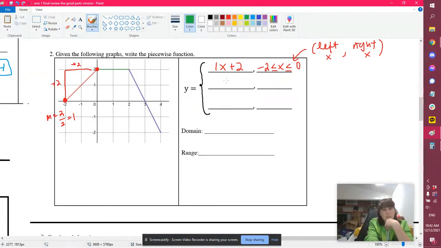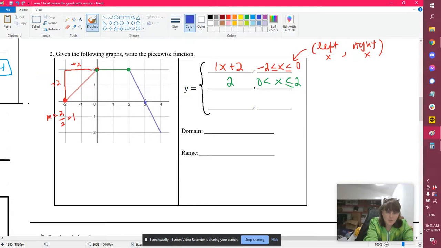For green, anytime we see a horizontal line, it's just the number it's at. Right? If you want to get really pedantic, which I love being pedantic, the slope is 0. So it's 0x plus 2, which just simplifies to 2. The leftmost x is 0. The rightmost x is 2. I've already included 0 in my red domain, so I don't want to include it in my green domain, but I haven't gotten 2 yet, so I'm going to put it in.